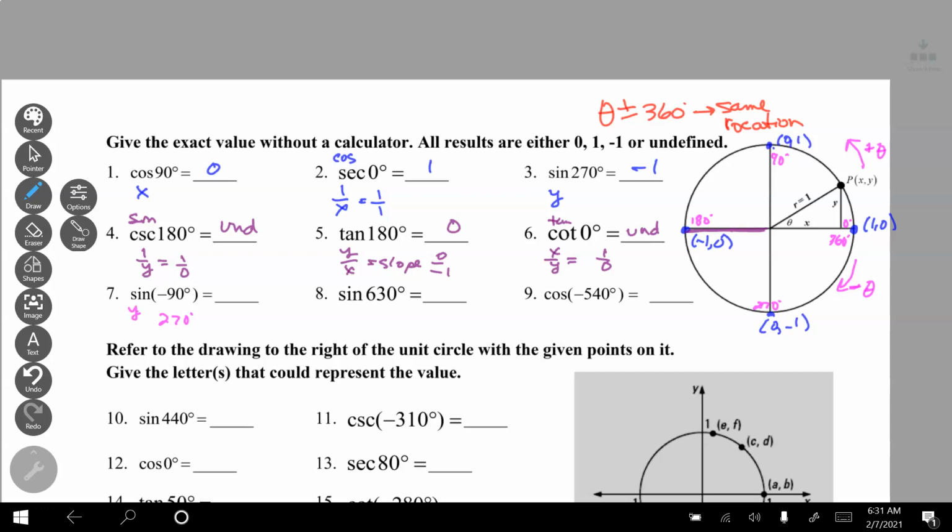So this is the y value at 270 degrees, and that is -1. Again, this angle, if you don't like it, you can subtract 360, and guess what? You also get 270 degrees again. The y value at 270 degrees is -1.